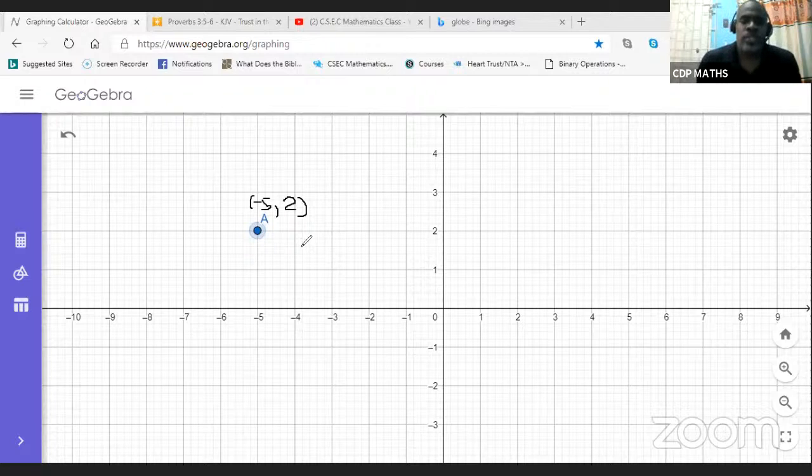Now, what we use, the two edges lined up. That's the x axis, negative 5. Then you go across to the y axis.